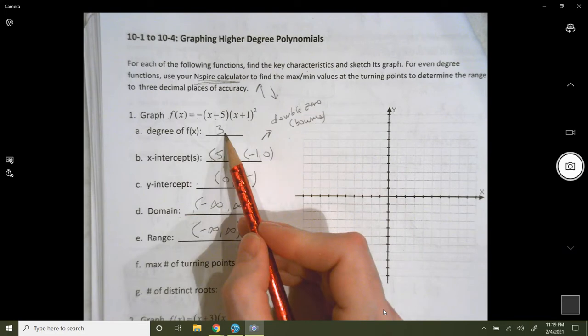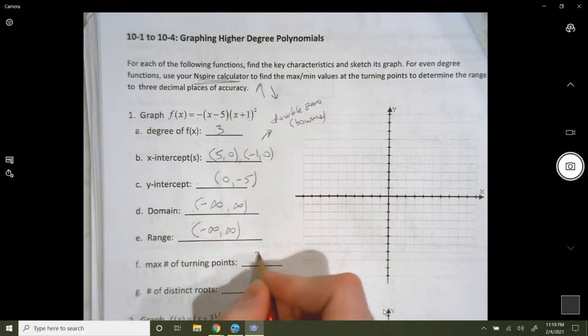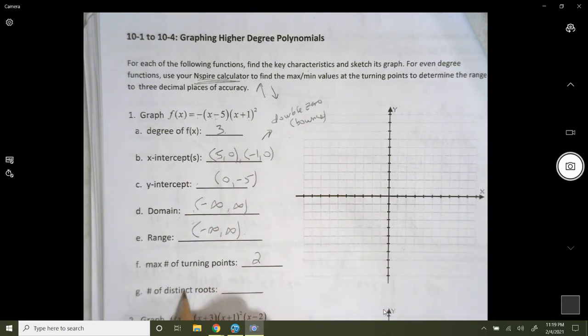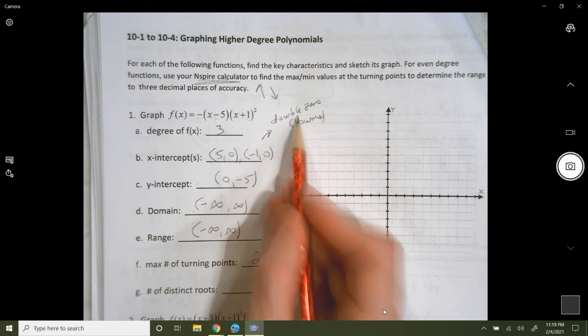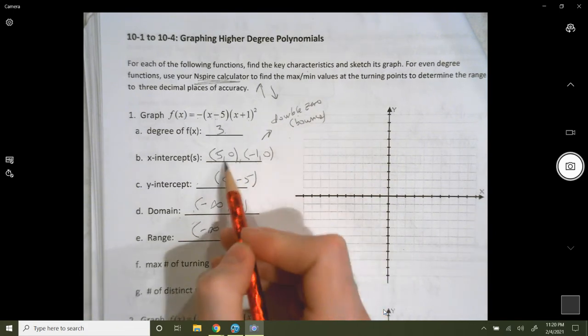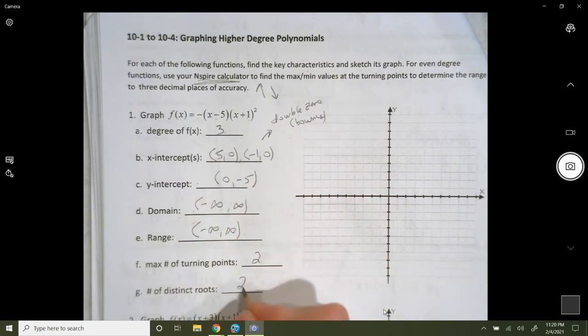Third degree, so the maximum number of turning points is 1 less than that, or 2. Number of roots, total number is 3, but this counts as 2, but they're not distinct because they're the same one twice. So there's only 2 distinct roots or zeros. Okay, so let's plot our intercepts.